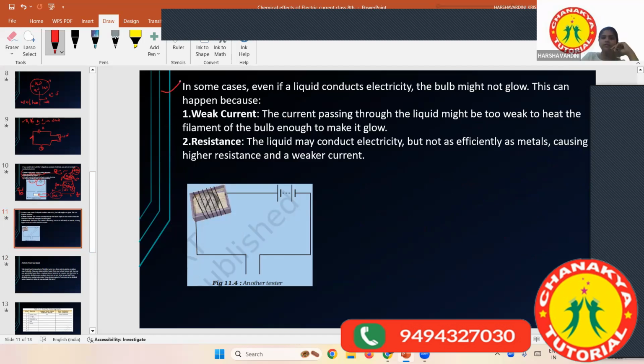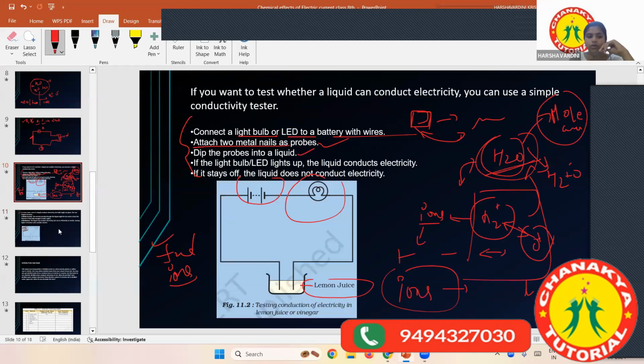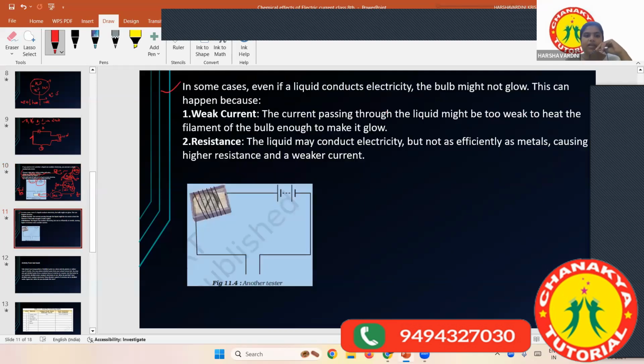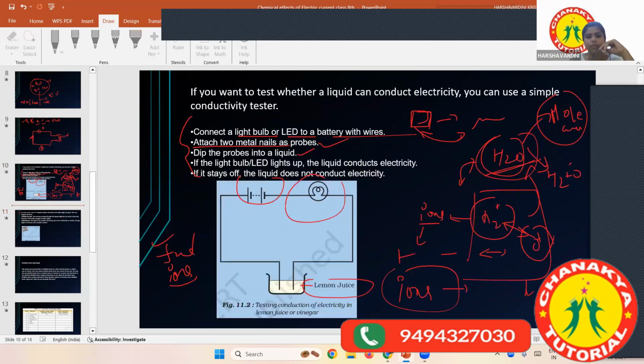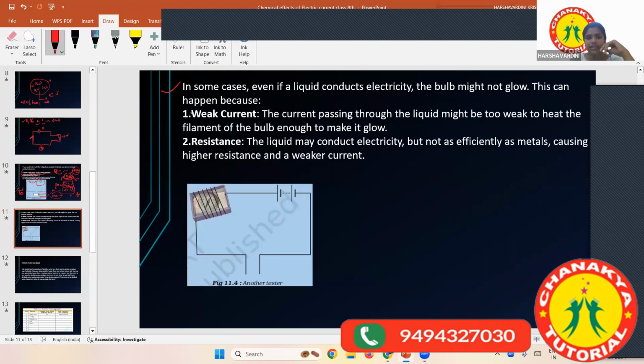So in some cases, even if the liquid is a good conductor of electricity, the bulb may not glow. See this circuit. What may be the reason for that? Weak current. The current passing through the liquid might be too weak to heat the filament of the bulb enough to make it glow. For example, this bulb may not glow because of two things. First, as they said, weak current. So we cannot assure that this amount of lemon juice is capable of lighting the bulb, right?